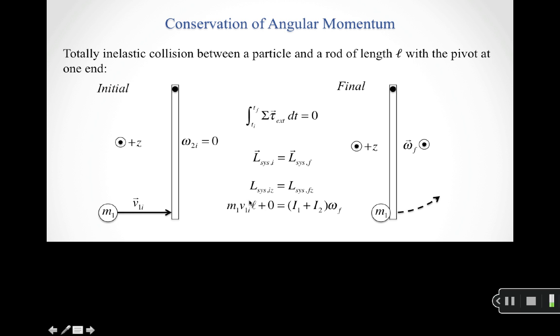My particle has an angular momentum in the positive z direction initially. The rod doesn't because it's not initially rotating. At the end, once they've stuck together, I basically have a single object that can rotate around this point. I can use the parallel axis theorem to figure out the moment of inertia for the rod here. I can use the moment of inertia for a particle to figure out the moment of inertia for mass 1. Add those two things up, that's going to give me the moment of inertia of this system after they've stuck together, and then this whole thing is rotating with some final angular speed that happens to also be in the positive z direction.